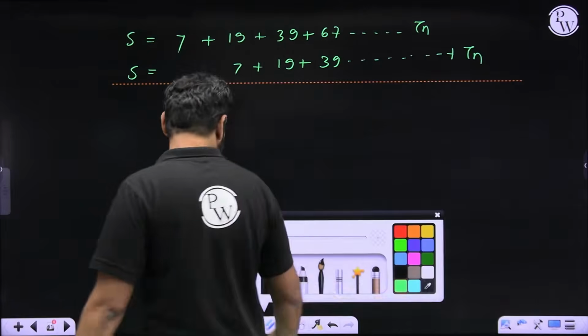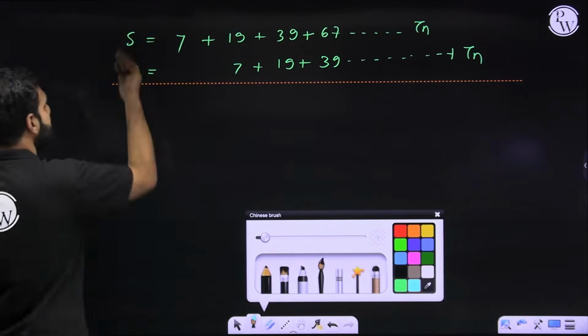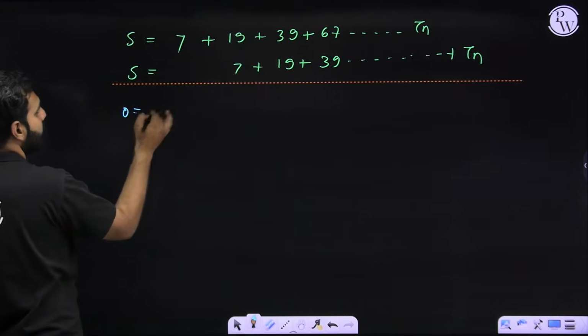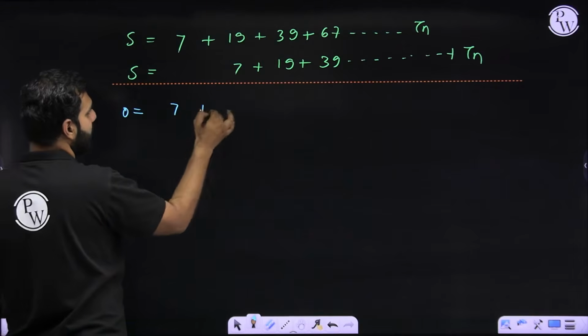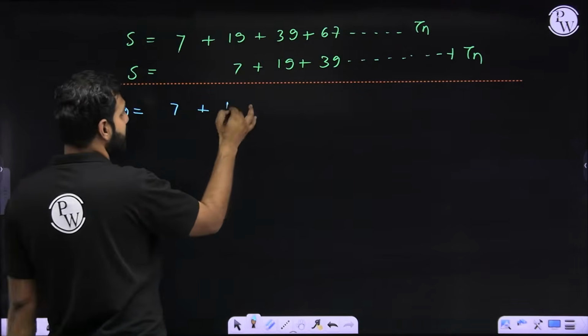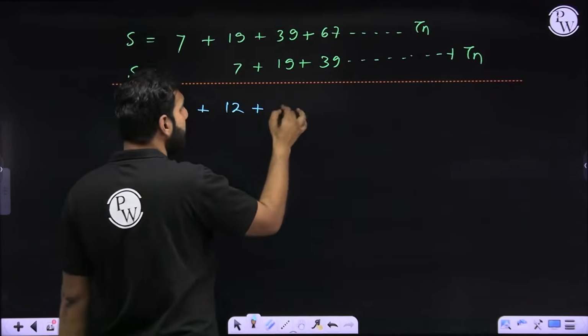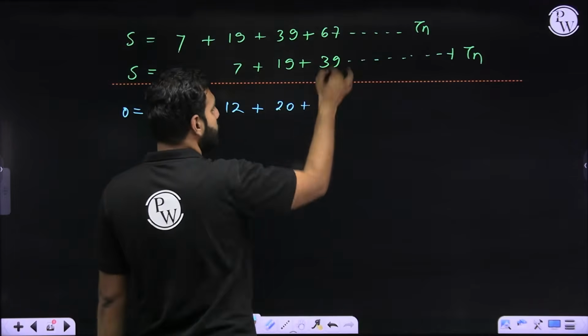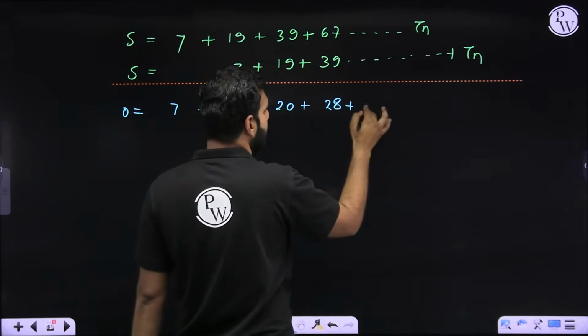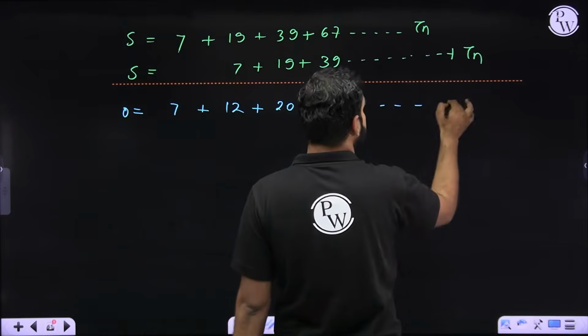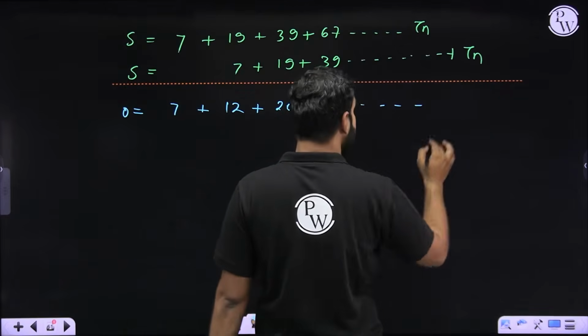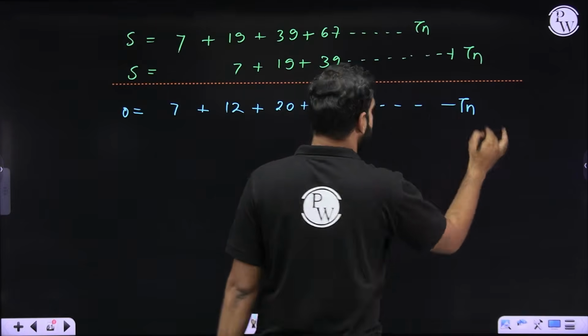So when you do that, what result do you get? S minus S is going to be 0. 7 minus 0 is going to be 7. 19 minus 7, as we have discussed, is 12. 39 minus 19 was 20. And this was 28, and so on until this term. Plus Tn, but 0 minus Tn will be minus Tn. So this is minus Tn.